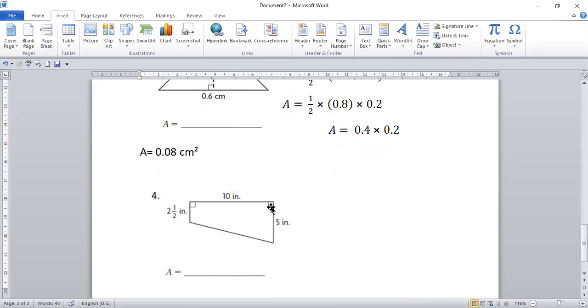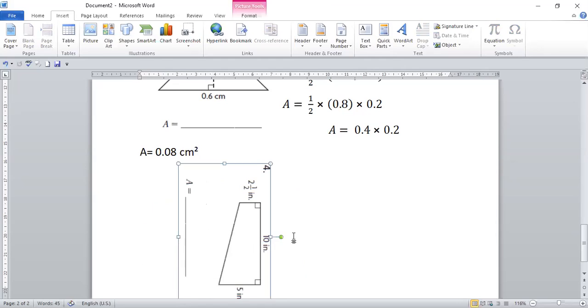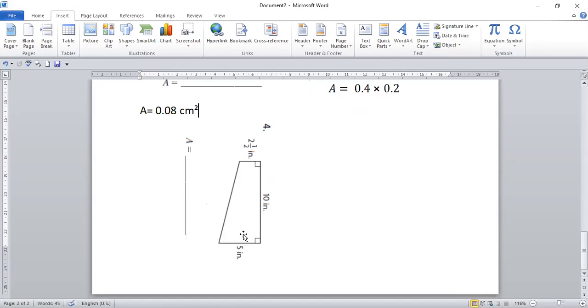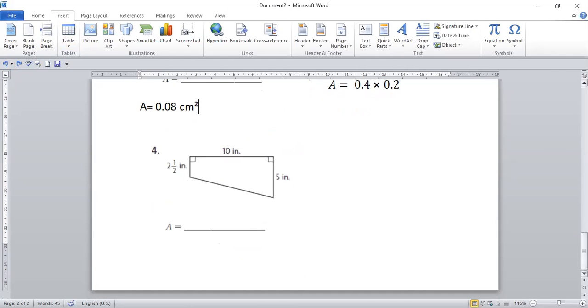Okay, now this question is a little bit twisted in the sense they have just turned the picture upside down, nothing else. See, if I rotate it, you will see what the picture is about. The height is 10, the base is 5, and the other base is 2.5. That's all they have done. Rather, they have drawn the picture like this. Nothing else they have done.